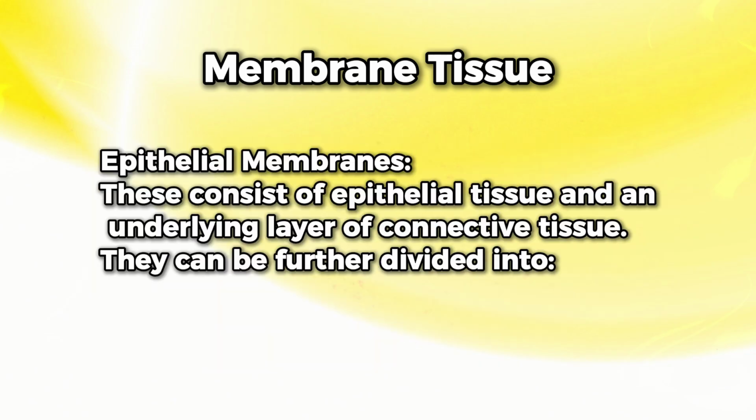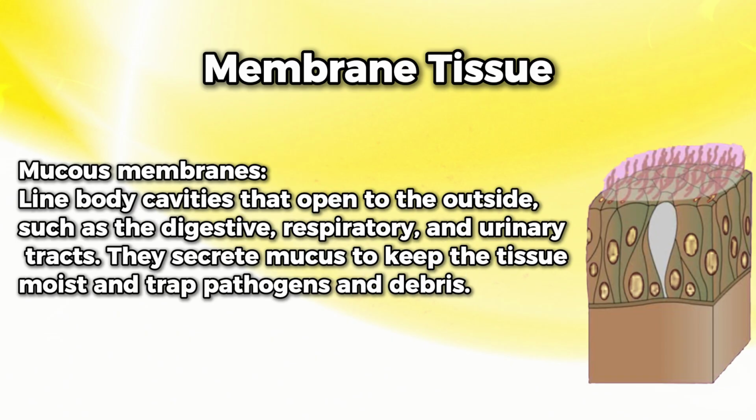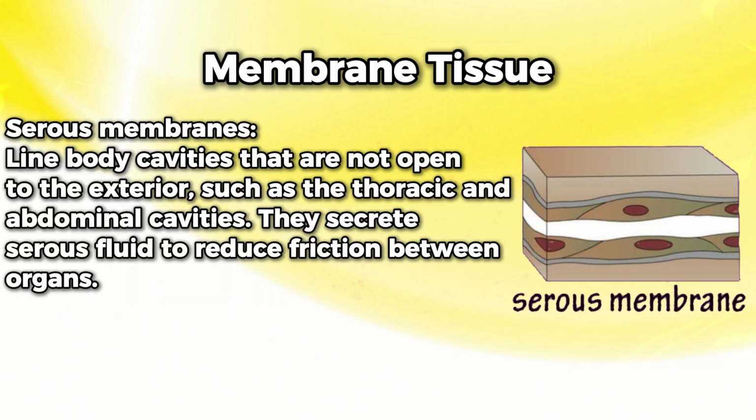There are two main types of membrane tissues: epithelial membranes. These consist of epithelial tissue and an underlying layer of connective tissue. They can be further divided into mucous membranes, which line body cavities that open to the outside, such as the digestive, respiratory, and urinary tracts. They secrete mucus to keep the tissue moist and trap pathogens and debris. Serous membranes line body cavities that are not open to the exterior, such as the thoracic and abdominal cavities. They secrete serous fluid to reduce friction between organs.